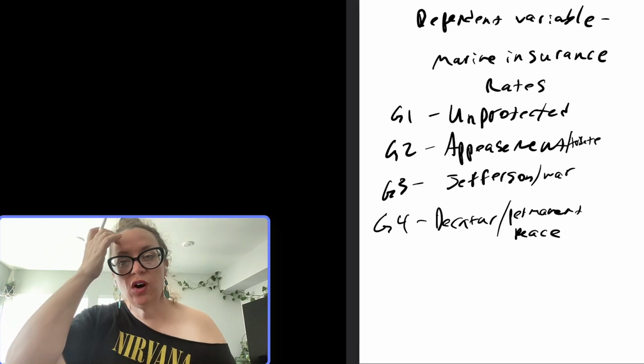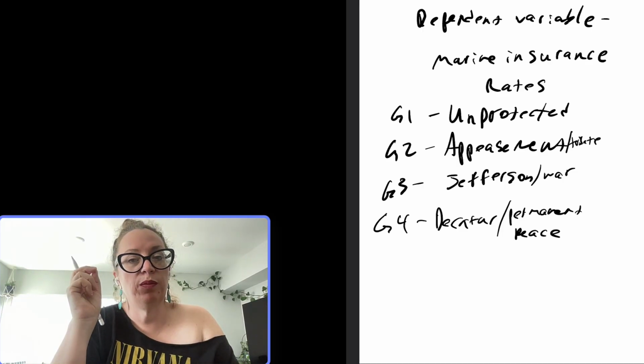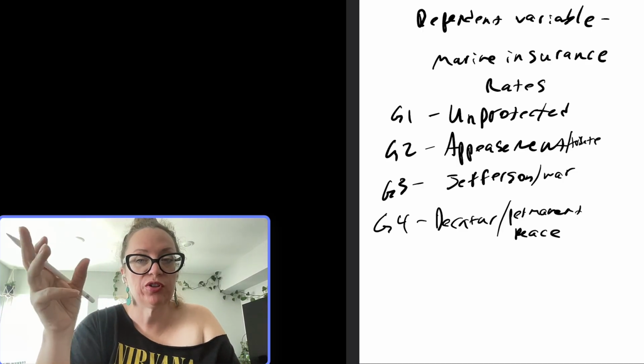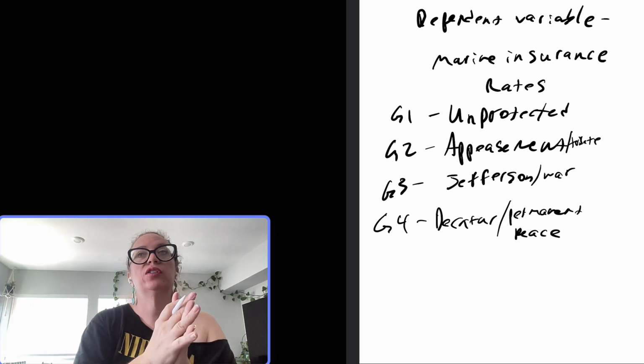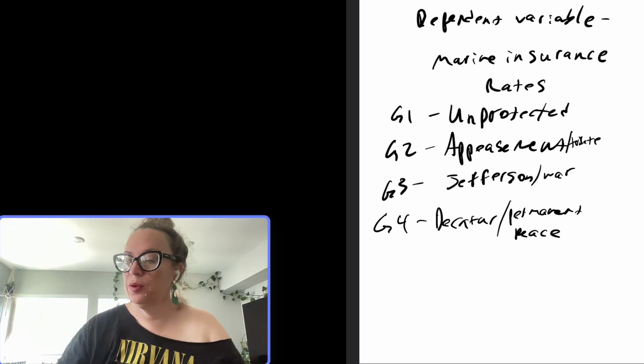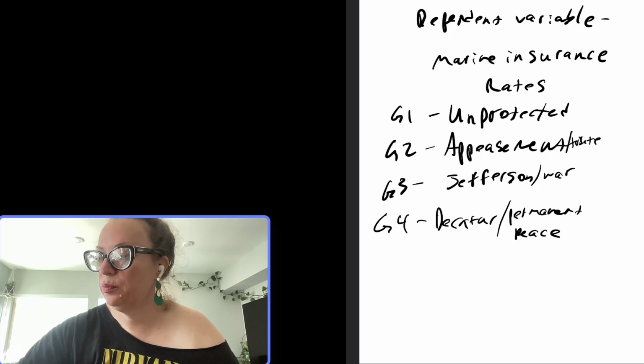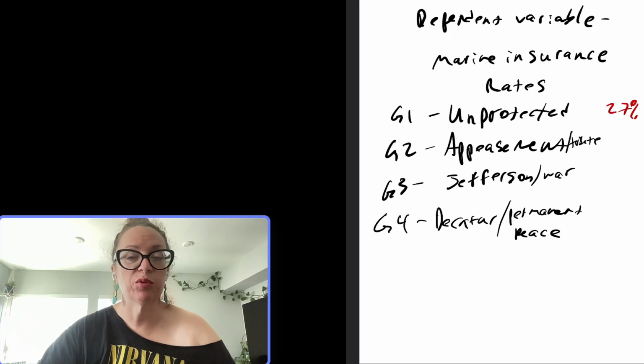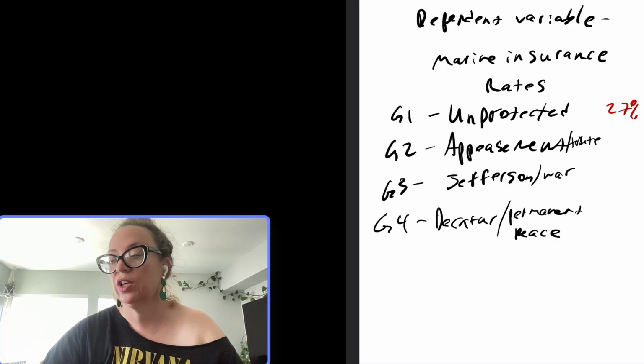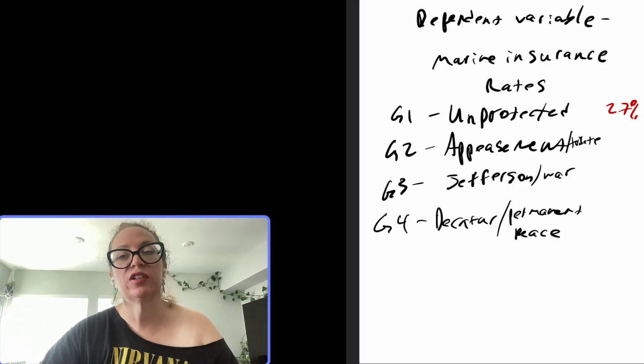Okay. So what are the average policy rates? And remember, we're measuring this in percentage because it's percentage of a dollar. So in the unprotected era, if you were a merchant, you'd pay 27 cents on the dollar. So 27% of every dollar your voyage was worth. That's a lot of money. Okay. But it made sense because you were unprotected. It was a dangerous time period.